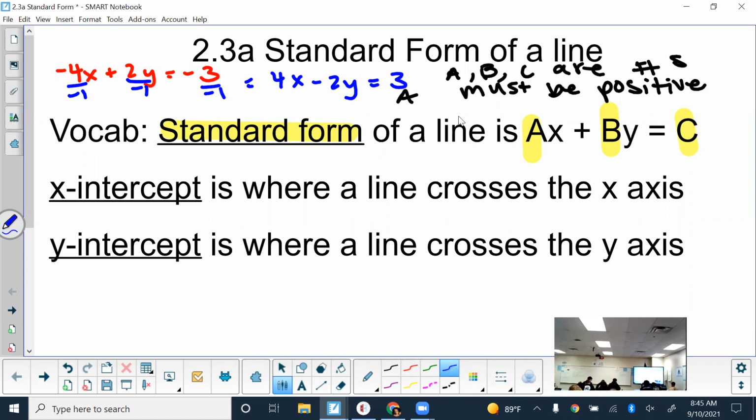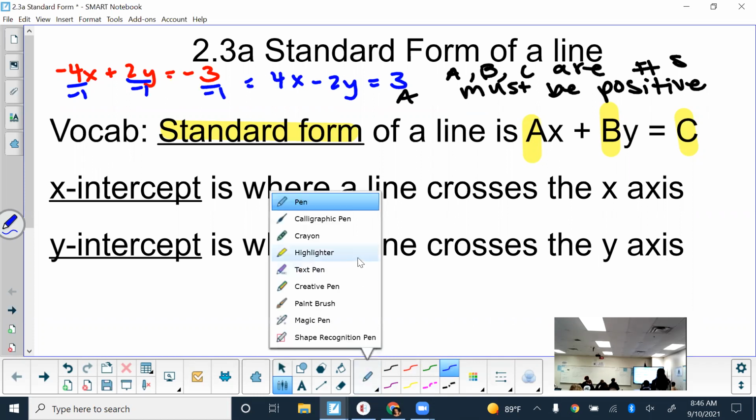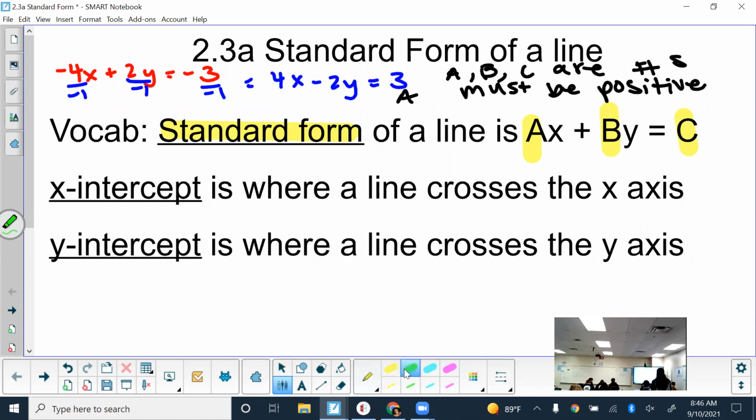That makes sense? So A, B, and C are numbers, and A must be a positive number. If it's not, make it positive. All right, then we have x and y intercept. So here's the standard definition. I'm going to give you another one.